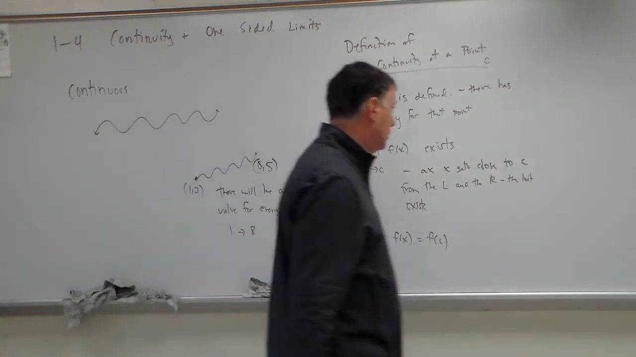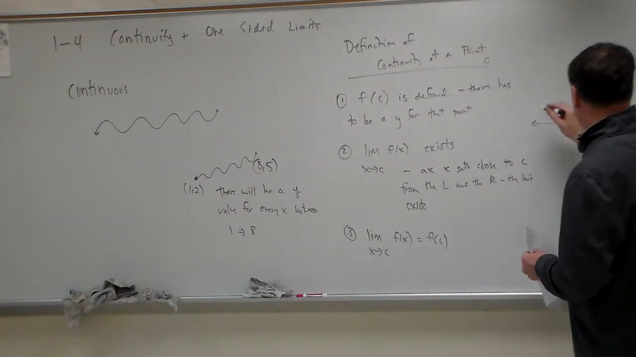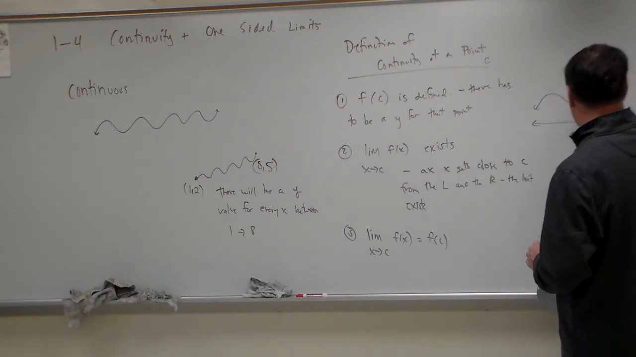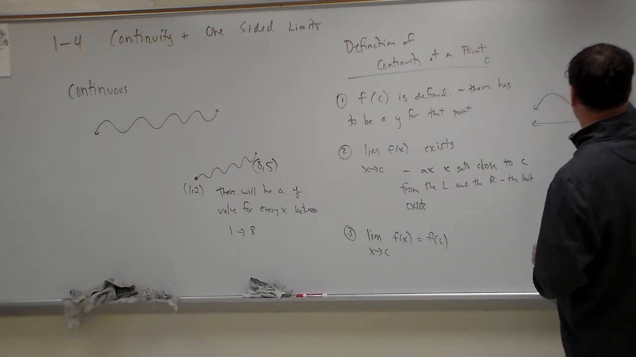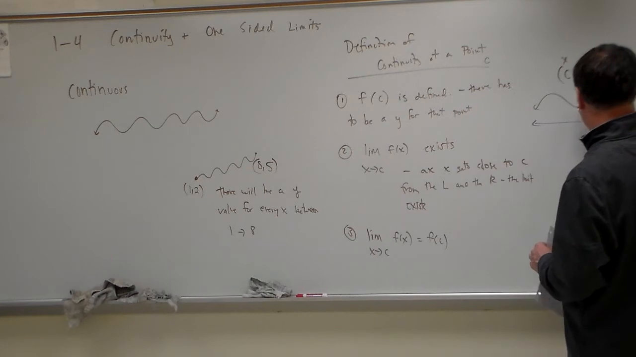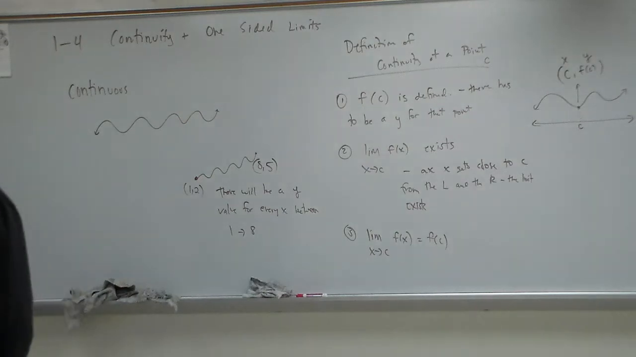So if I want to draw a picture of this, there's your number line, and you have this function. Let's say that this point right here has the coordinates c and f of c. So that's your x and that's your y. That's c. That is the definition of continuity at a point. It has to pass those 3 conditions, and if it passes those 3 conditions, then we can say that it's continuous.